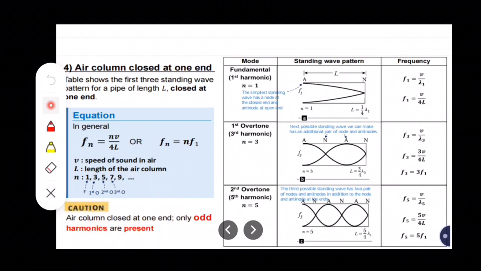We see the mode here, fundamental always the first harmonic. So we can find the frequency using the formula, and also the length is 1 over 4 lambda. Oh yeah, I forgot to say why it is 1 over 4 lambda.